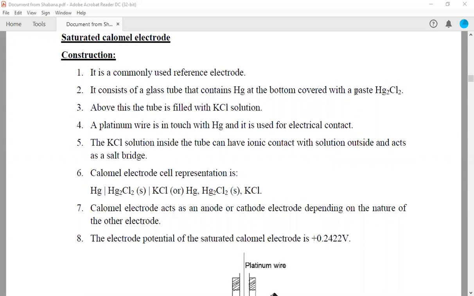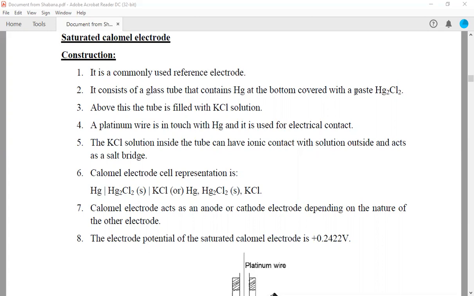Today, I want to discuss the electrochemistry unit on the saturated Calomel electrode. In the last class, up to the reference electrode, we have discussed the standard hydrogen electrode, which is used as the first reference electrode. Today, I'm going to deal with the second reference electrode, which is known as the standard Calomel electrode.